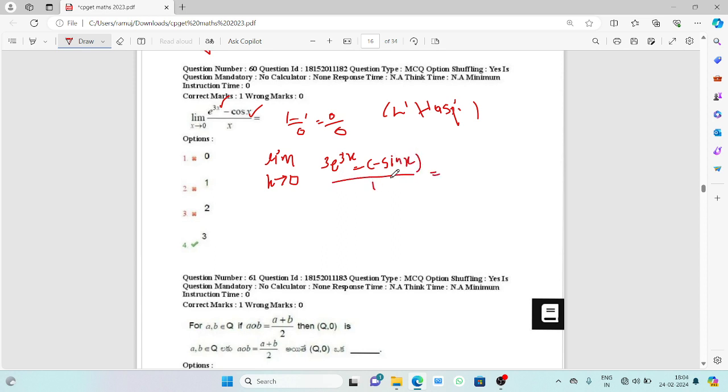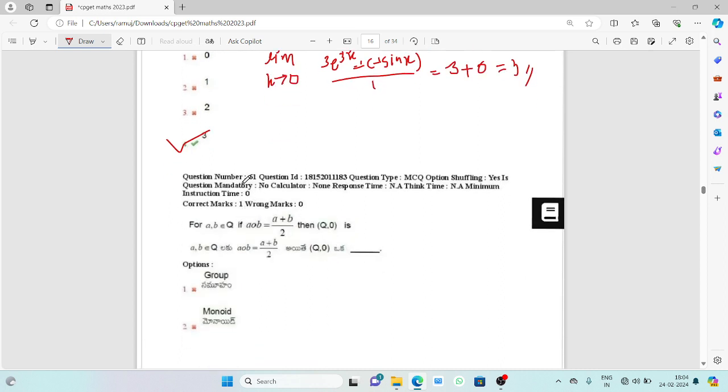So again, if you apply the limit, e power 3x goes to 1. So we get 3, and minus and negative will go to positive. It will be positive, and sin 0 is 0. So the overall value we will get is 3. So the fourth option is the correct option for this 16th question.